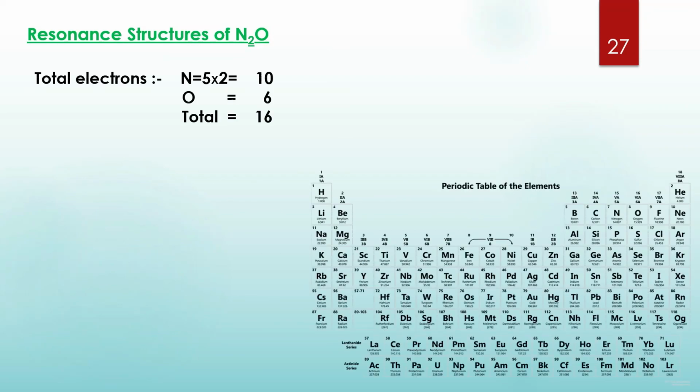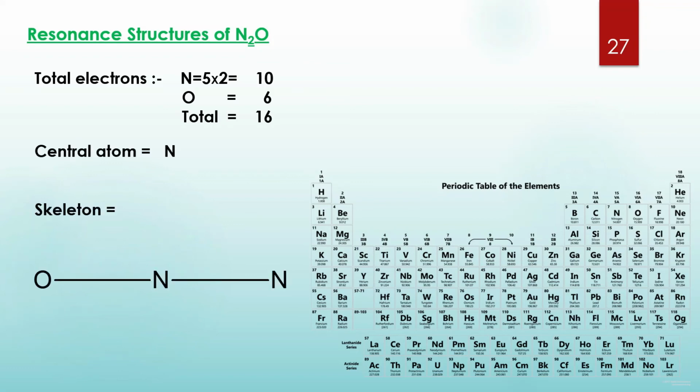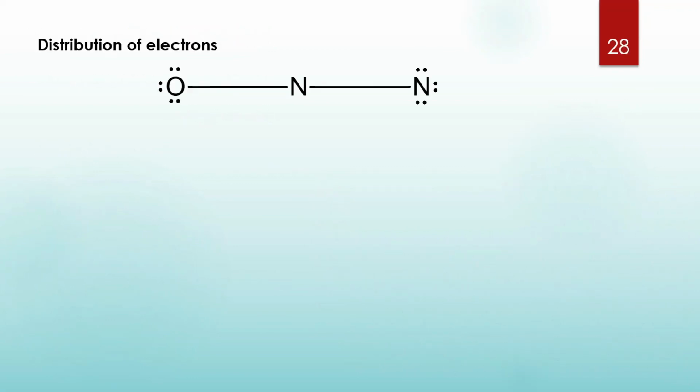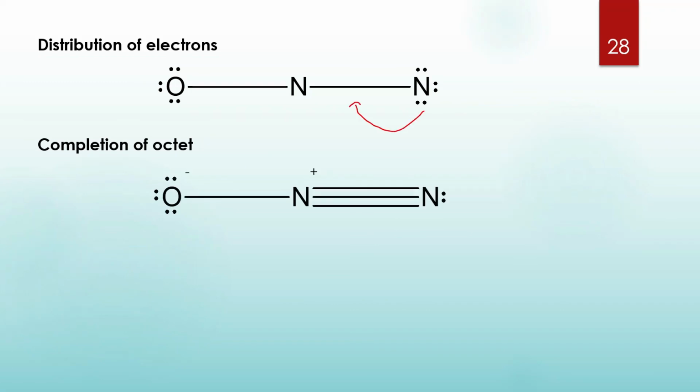The third molecule is N2O. So again, we use the same procedure and we draw our Lewis structure. So we calculate the total number of electrons and we draw a skeleton. Here nitrogen should be the central atom because it's the least electronegative one. And then we distribute electrons among the terminal atoms. Next, we complete the octet by forming triple bonds like this.